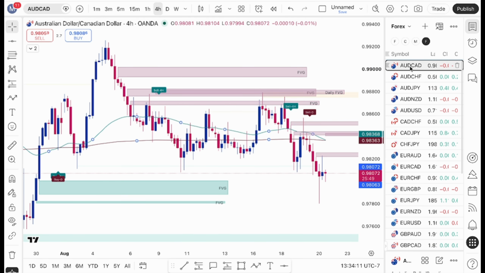Okay, and we're going to start off on the 4-hour time frame with our forex pairs. So we're starting off with AUD/CAD. Okay, so there was an alert signal right here, but let me zoom in.